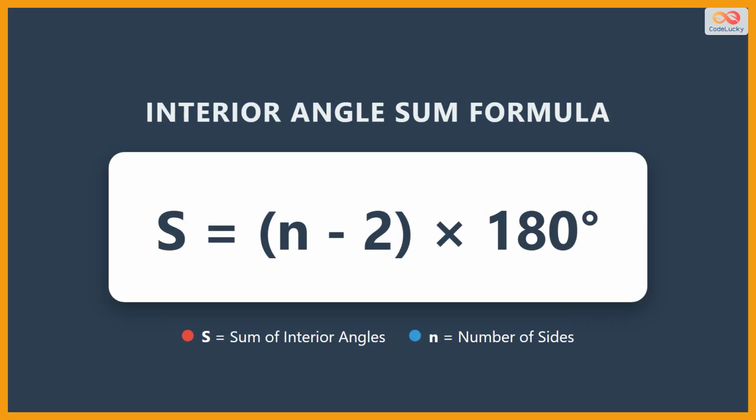This leads us directly to our general formula. To find the sum of interior angles S, we take the number of sides n, subtract 2 to find the number of triangles, and multiply the result by 180 degrees. This formula works for any polygon, no matter how large.